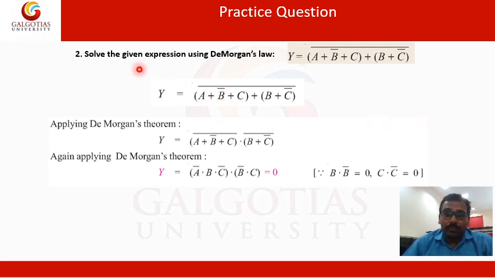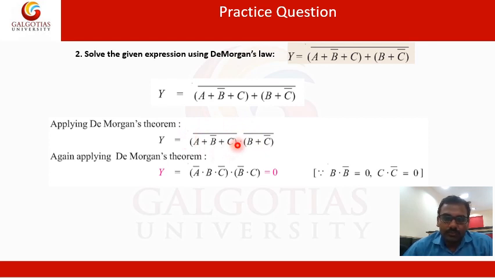In this problem, we will solve this Boolean expression and simplify it by using De Morgan's law. So the expression is A plus B bar plus C plus B plus C bar, whole bar. So this is the expression. Now we will solve it by using De Morgan's theorem. If you apply De Morgan's theorem here, we take this bracket as one term and B plus C bar as one term. So using De Morgan's theorem, it will be A plus B bar plus C bar dot B plus C bar whole bar. So this is De Morgan's theorem.